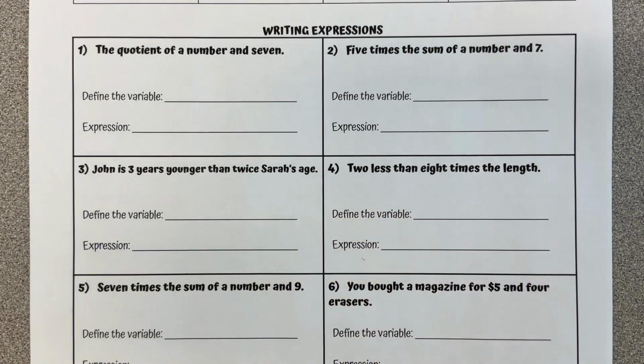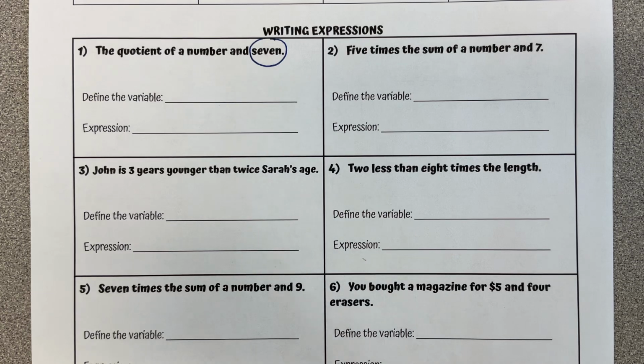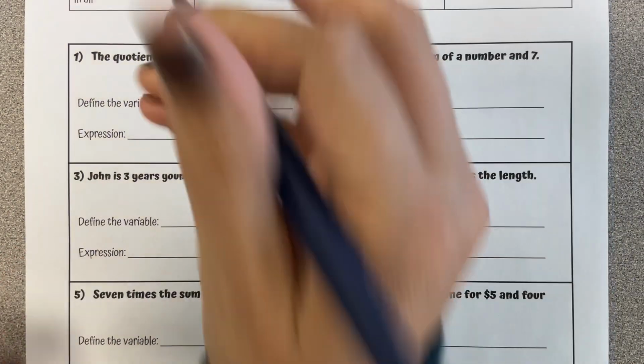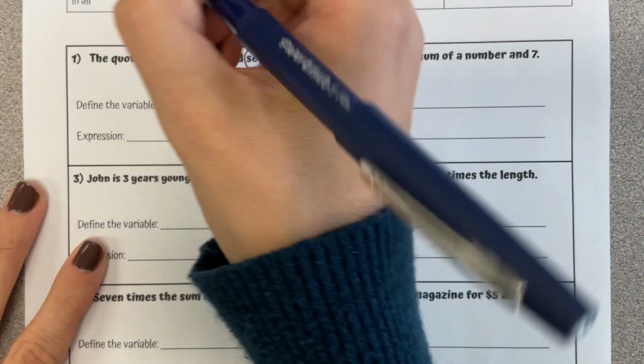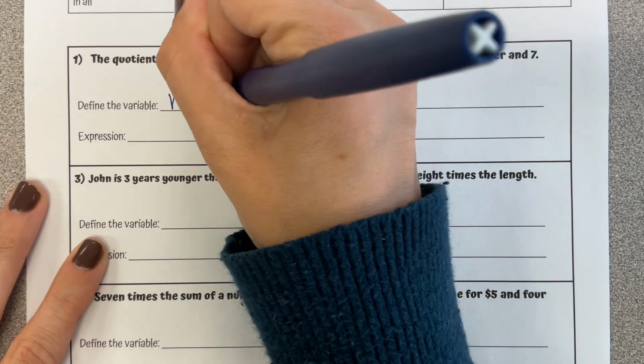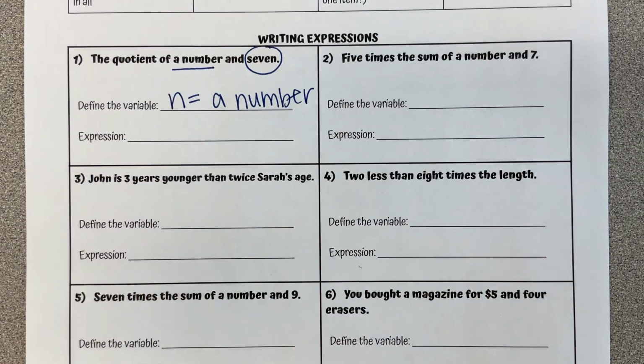So let's look at number one. The quotient of a number and 7. So I'm circling some numbers in there. I'm going to underline our unknown. We don't know what the number is. So I am just going to use n equals a number. You can use different variables. Try to make it make sense for the problem, or just use our default variable of x.